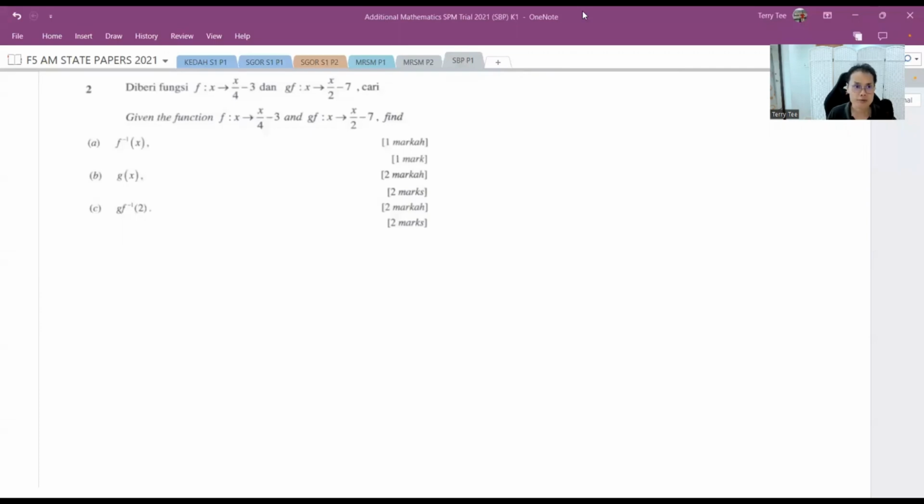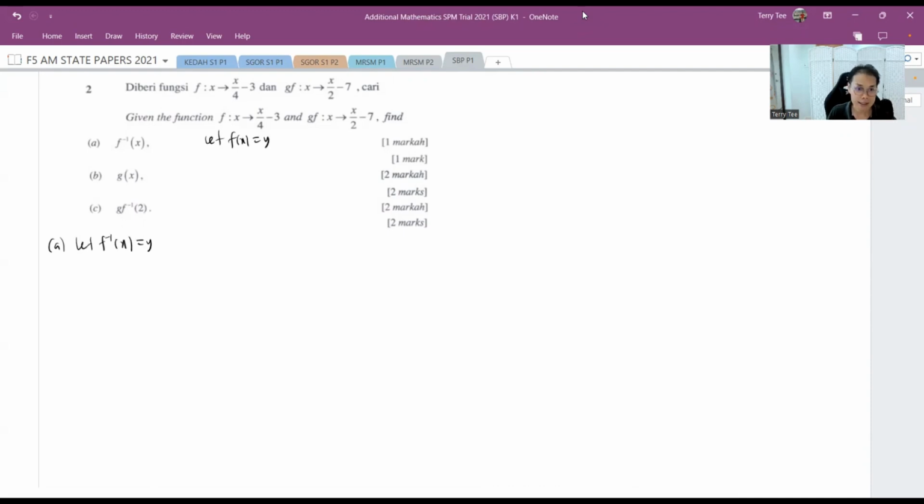Okay, question number 2 is from Form 4, Chapter 1, Function. So here you're given functions f(x) and g(x), and you're supposed to find f inverse. Okay, there are two different ways to find f inverse. You can either let f(x) be y, or you can let f inverse of x equal to y.